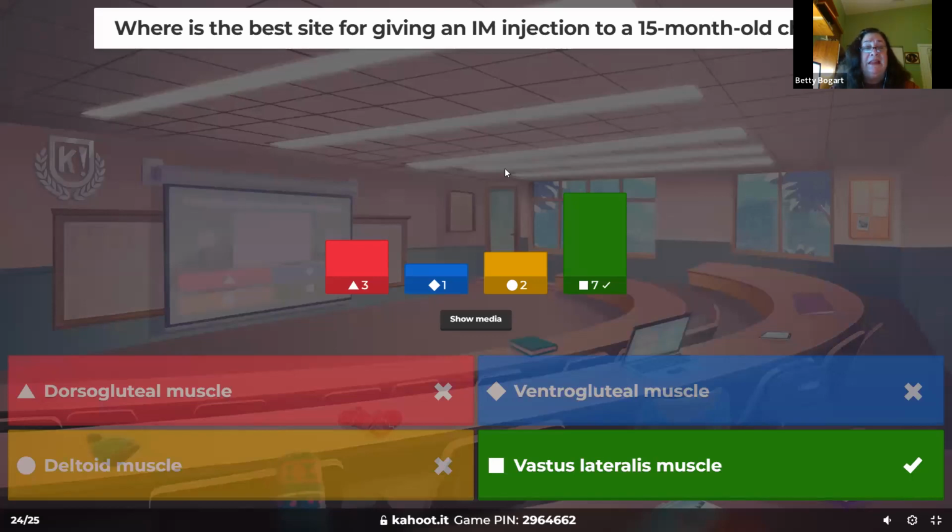We don't put anything in a buttocks area on a young infant at all. And deltoid is for adults. For a 15-month-old, oh no, only in the vastus lateralis. And they say you don't even go to the ventrogluteal until a kid can walk well. And then you would do it there, okay?